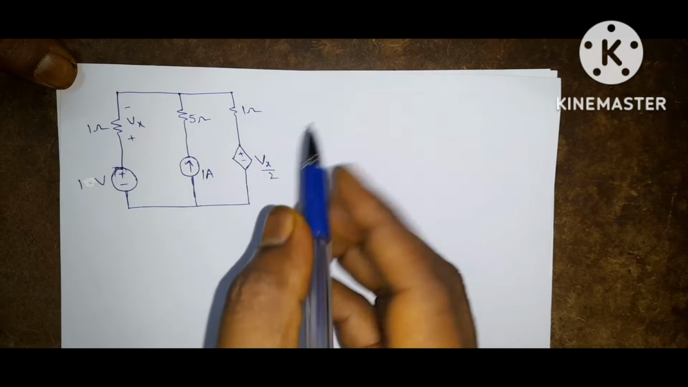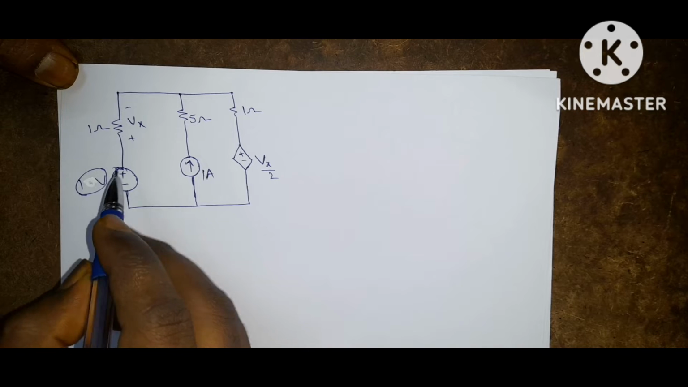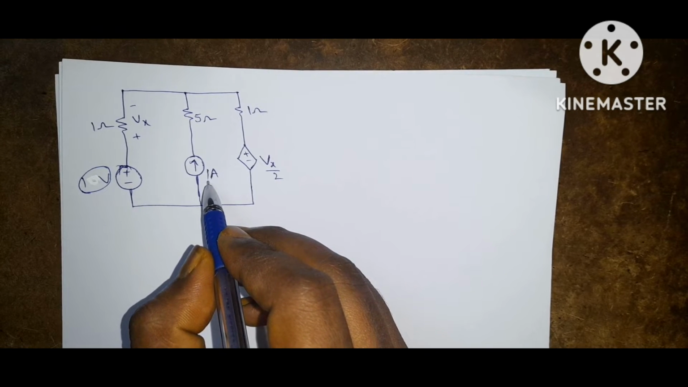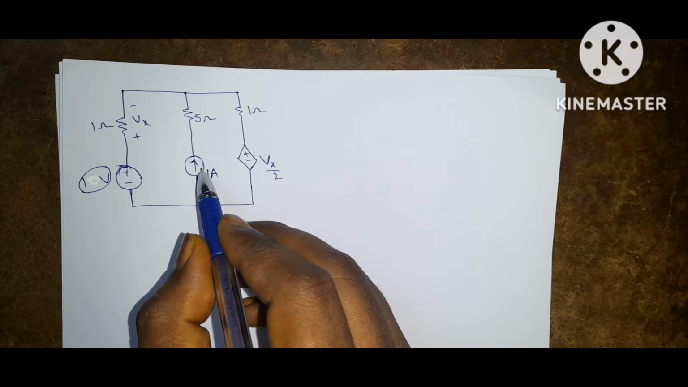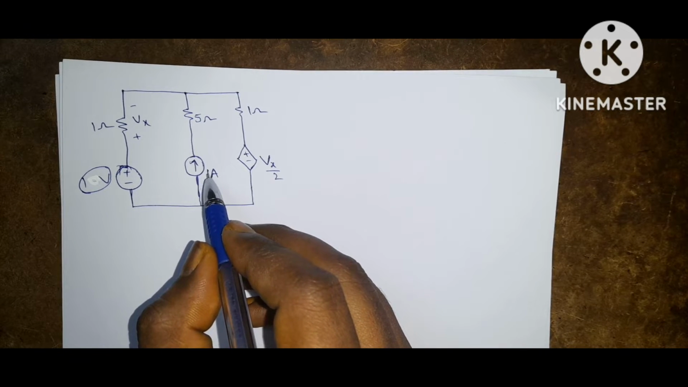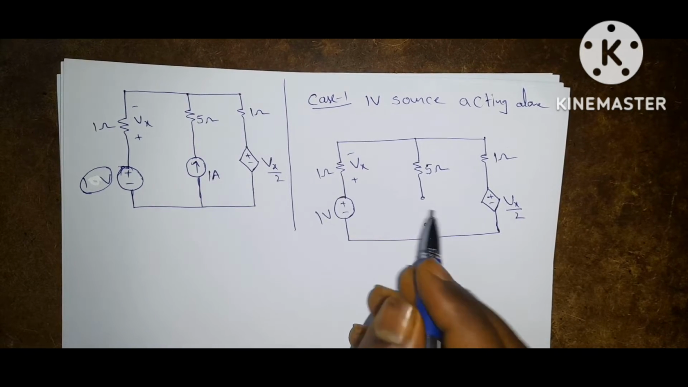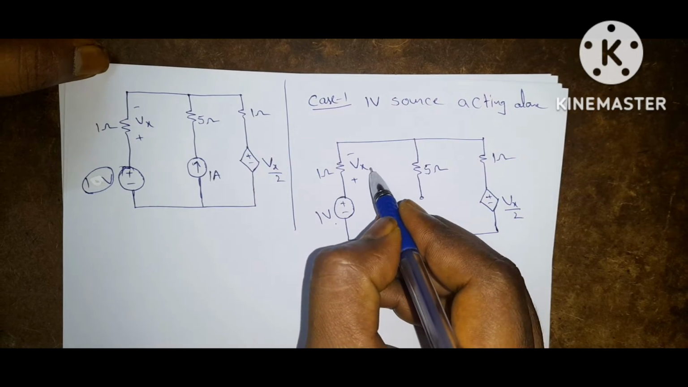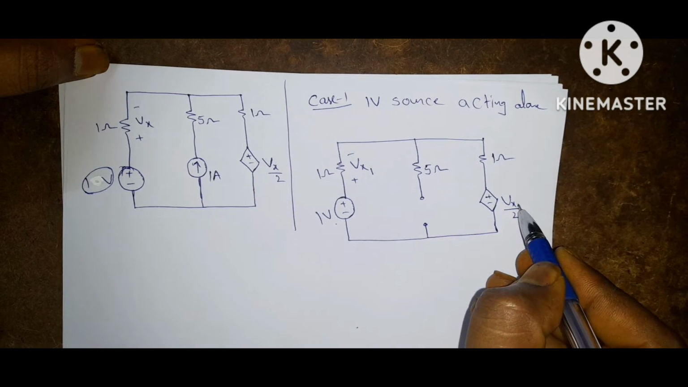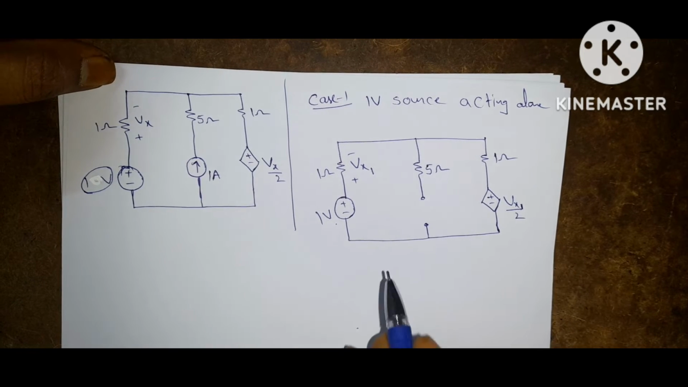So case 1, I am considering this 1 volt source. If the 1 volt source is acting alone, the current source must be open circuit. That is, we are replacing the internal resistance of the current source, that is infinity. So if it is open circuit, the circuit becomes like this. This is case 1. The response due to the 1 volt source, let it be Vx1. So it is also Vx1, so the control variable is also Vx1.